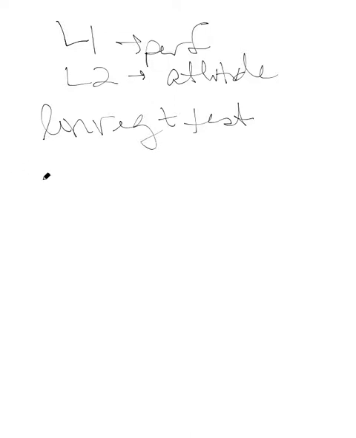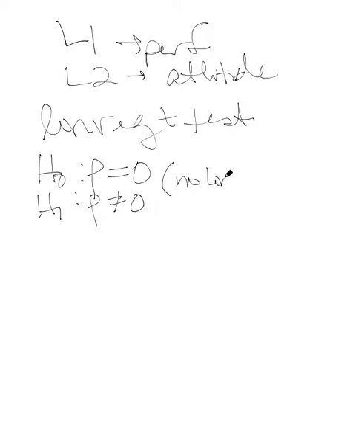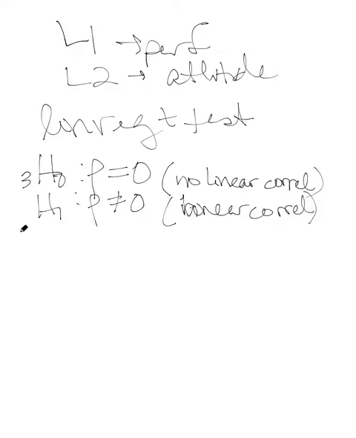and I found that I really didn't do an 8-step here. If you want me to backtrack a little bit, H0 is my null hypothesis, that is rho equals 0. H1: rho does not equal 0. And if you remember, rho equals 0 means no linear correlation. And if rho does not equal 0, that means there is a linear correlation. So that would really be starting with step 3.